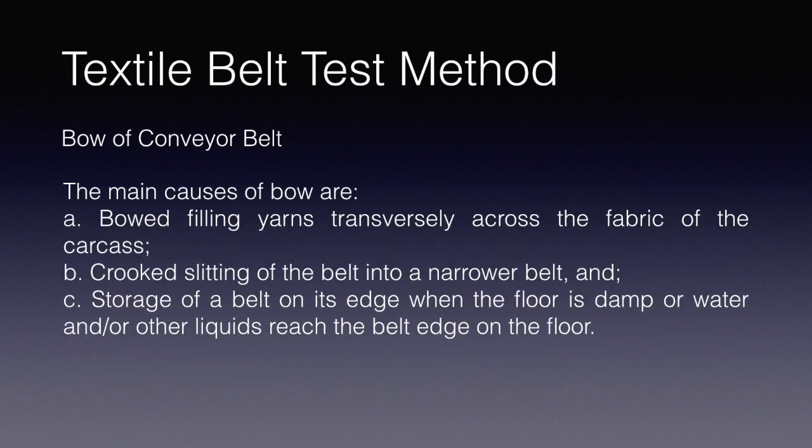The main causes of bow are: A. Bowed filling yarns transversely across the fabric of the carcass, B. Crooked slitting of the belt into a narrower belt, and C. Storage of a belt on its edge when the floor is damp or water and or other liquids reach the belt edge on the floor.